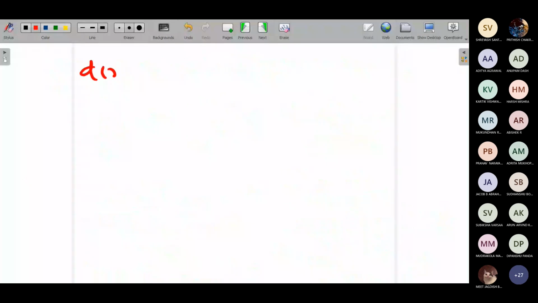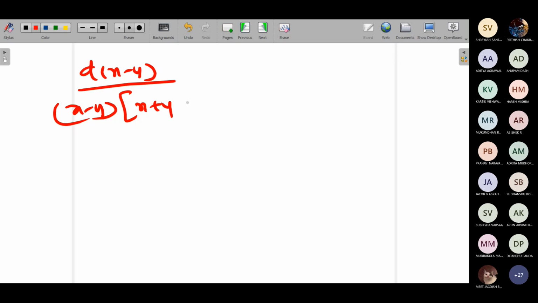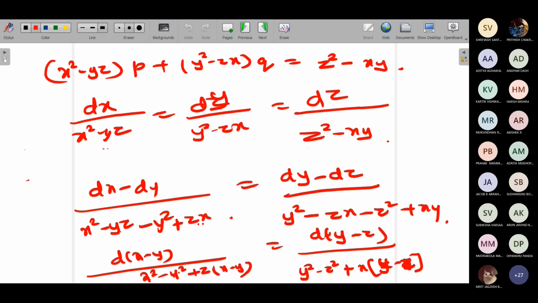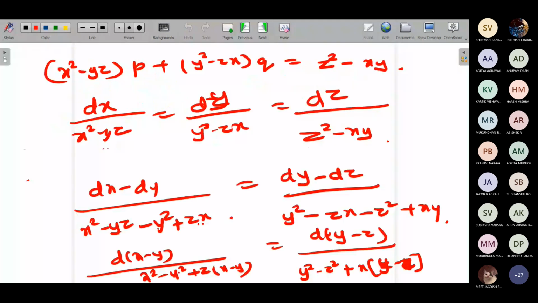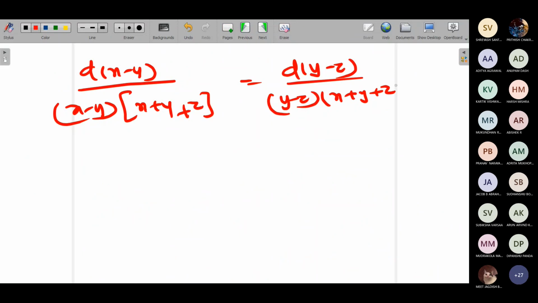So d of x minus y divided by x minus y, I can take commonly outside, and I can write it as a plus b into a minus b, so x plus y plus z. The other term, d of y minus z, is the same story here. I can write a square minus b square as a plus b into a minus b. So from that, y minus z I can take commonly outside, and I'll get x plus y plus z. So everywhere x plus y plus z will get cancelled.